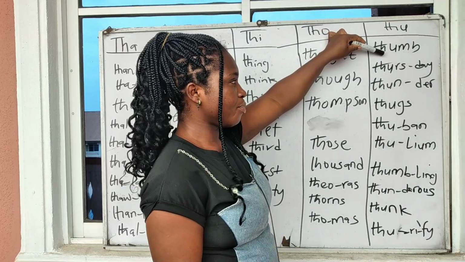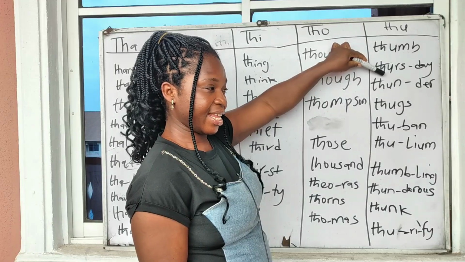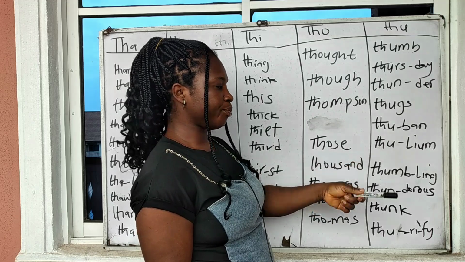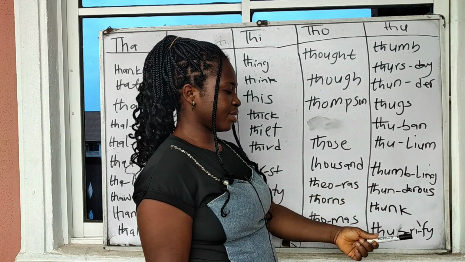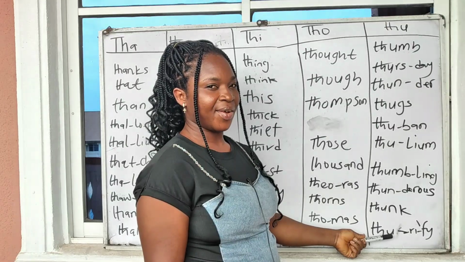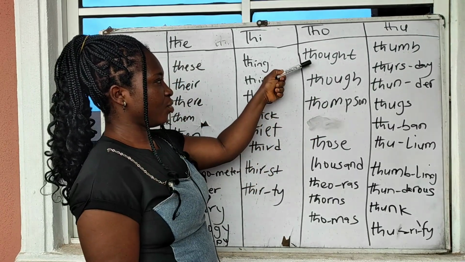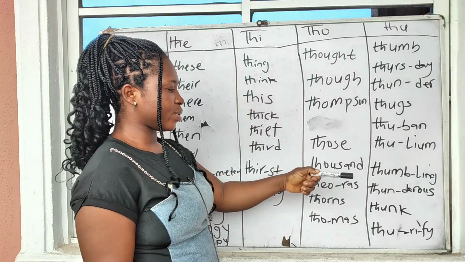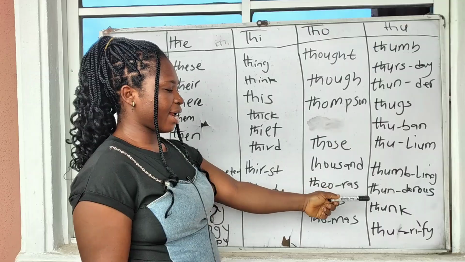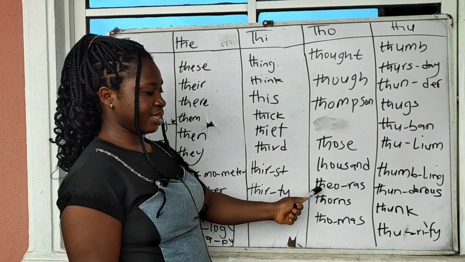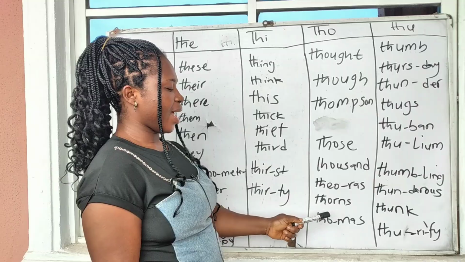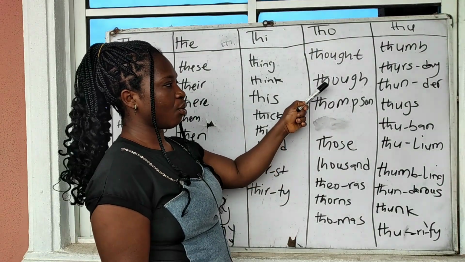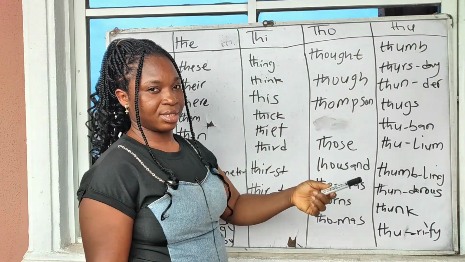So we have thumb, Thursday, thunder, talks, turban, thorium, tumbling, thunderous, tongue, terrify. And on this side we have thought, tough, Thompson, those, thousand, thorax. This is supposed to be here because it is the theo. We have tons, Thompson, tough, thoughts. Are we good?